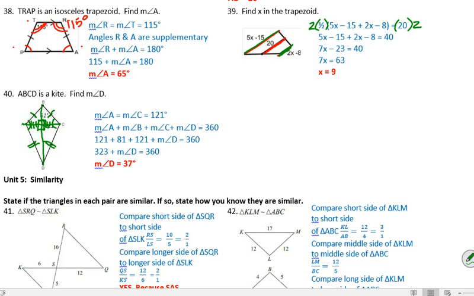So if we're missing a part, we can always solve for another part. Also remember that when you add all the angles inside any quadrilateral, they're 360 degrees. So that's how we solved. This one over here would have been 121, and to get this one down here, we would just add the 3 together and subtract them from 360.